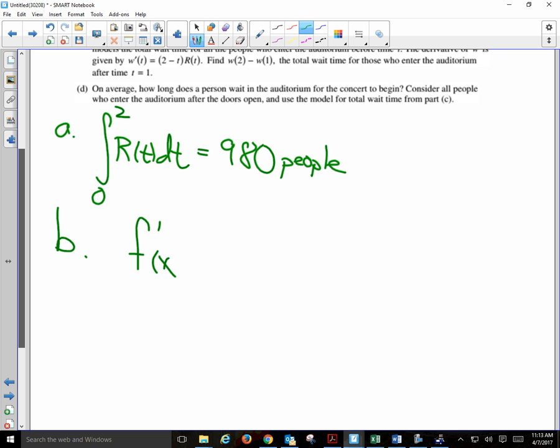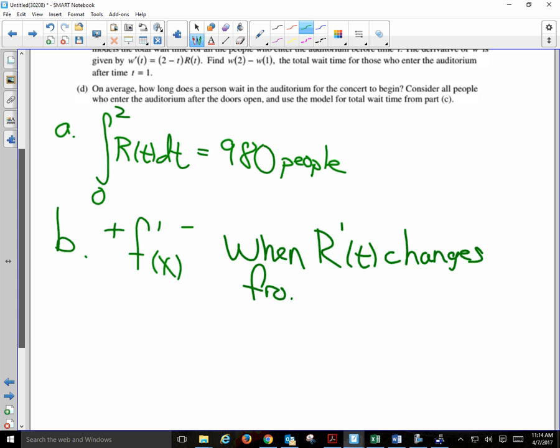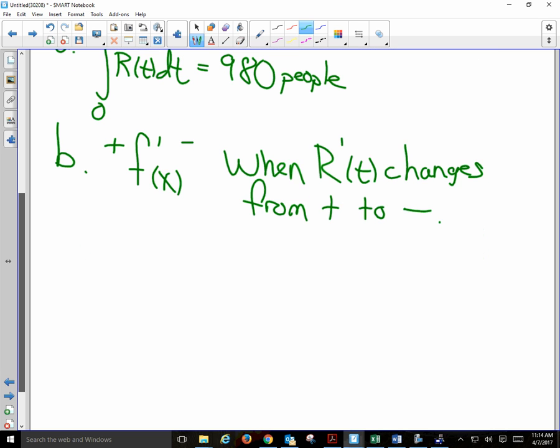F prime of x, and we look for where it changes from positive to negative. So we have to consider when r prime of t changes from positive to negative. Now, can we come up with R prime? How do you take that derivative? What do you get?